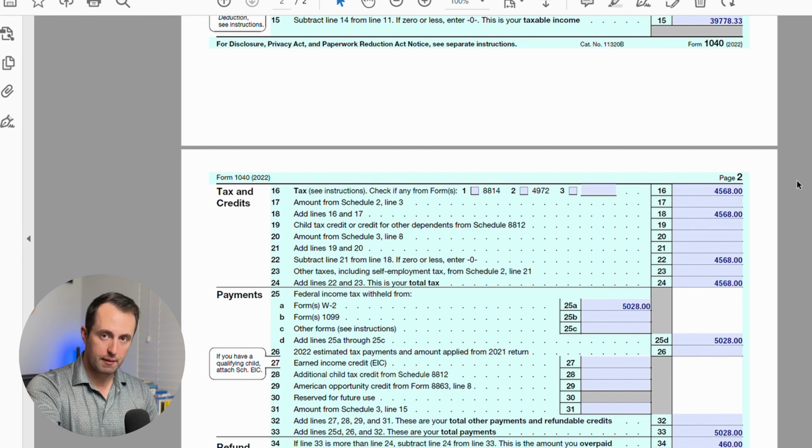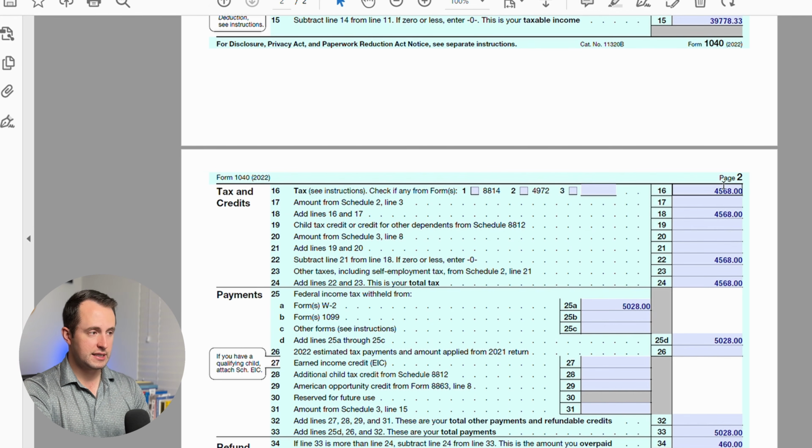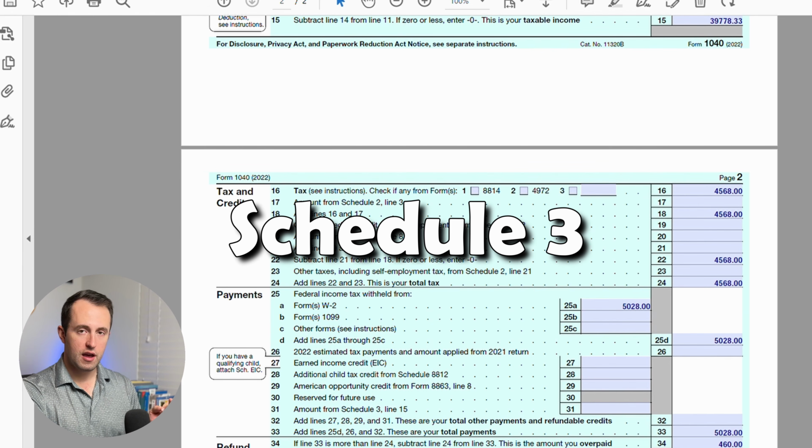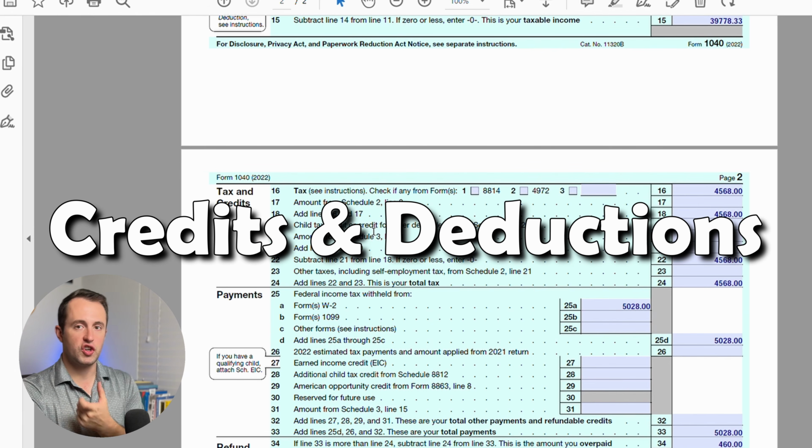If Schedule 2 doesn't apply for you, just copy and paste line 16 into line 18. Now line 19, this is going to be the child tax credit. There's no dependents in this example, so we're going to leave line 19 blank. Line 20, this is going to be the amount from Schedule 3.